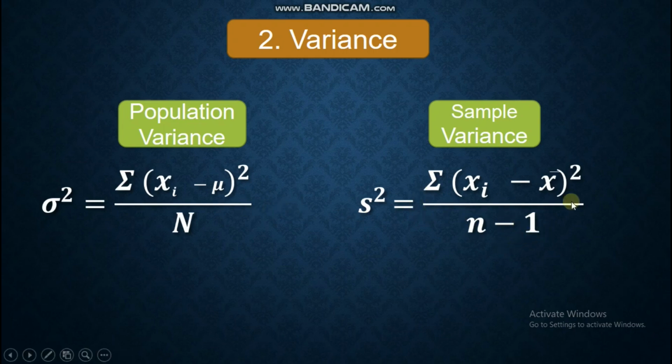So the difference is, you have here the population mean and here the sample mean. And for the denominator, you have n, the number of data. If you have 10 as the number of data, you will substitute 10. While in here, you have n minus 1. So if the data is 10, you will substitute 10 minus 1, so you will have an answer of 9.